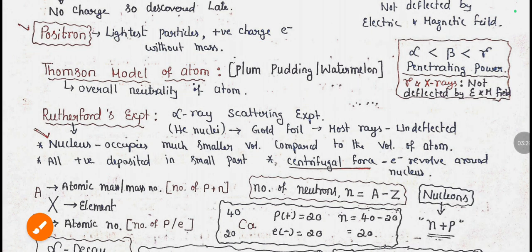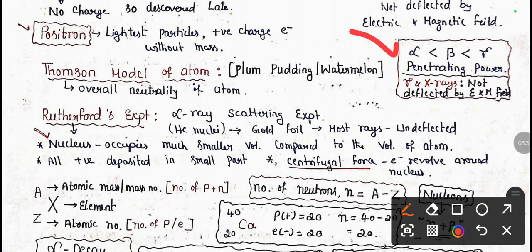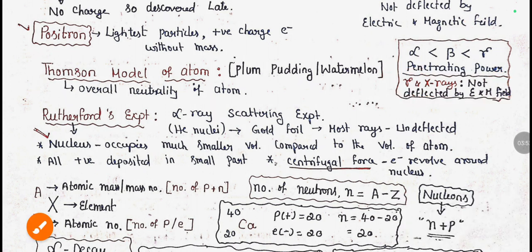Also remember the penetrating power of alpha, beta and gamma rays, where alpha rays have low penetrating power and gamma rays have high penetrating power. And the most important point: gamma rays and X-rays are not deflected by electric and magnetic fields because they are made up of particles which do not carry any kind of charge. That's why they are not deflected by electric and magnetic fields.